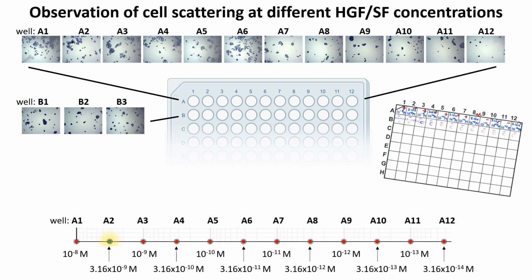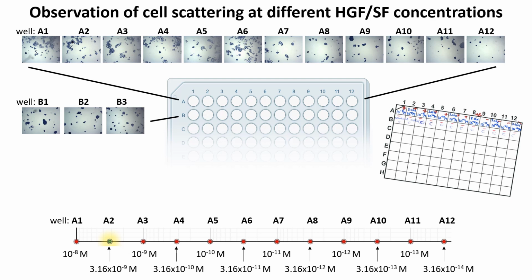So let's conclude your observations. You've looked at all the wells in row A and probably at a number of wells in the control row B, where the cells are not scattered, have not seen HDFSF. And you probably came to the conclusion that on the left side in row A, well, A1, A2, A3, A4, A5, A6 for sure, and A7 are probably showing scattering.